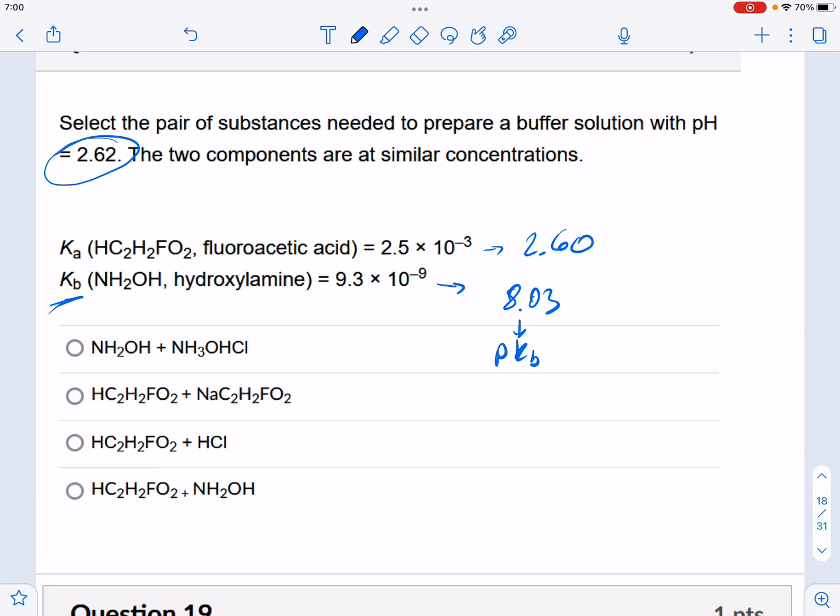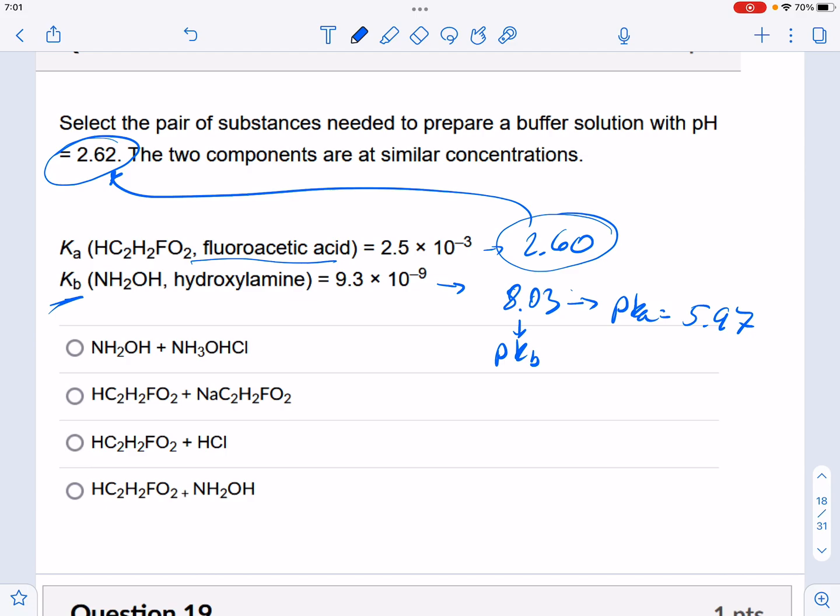So here the pKa will be equal to 14 minus this, and that would be 5.97. Because when you're looking at buffers, you want to see from the point of view of the acid. So the pKa of the conjugate acid in that buffer will give you the working pH for that buffer. That means that fluoroacetic acid would be good to prepare a buffer around 2.60. That's exactly what you're looking for. So your buffer is supposed to contain the fluoroacetic acid pair, the fluoroacetic acid plus the conjugate base.